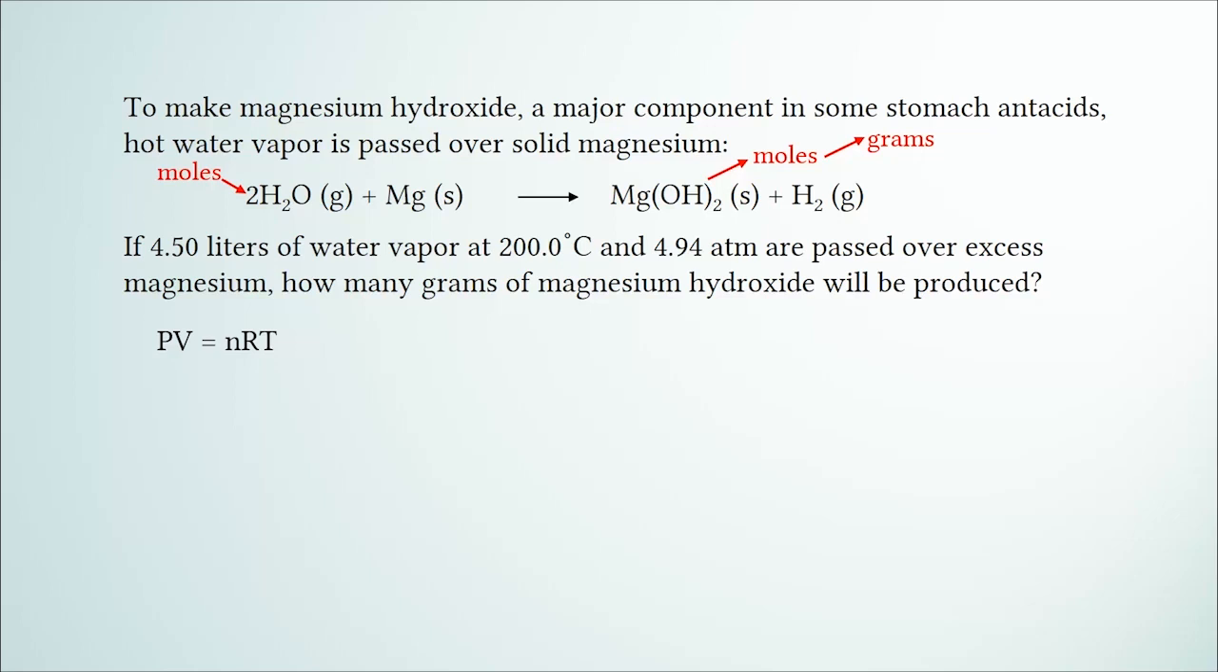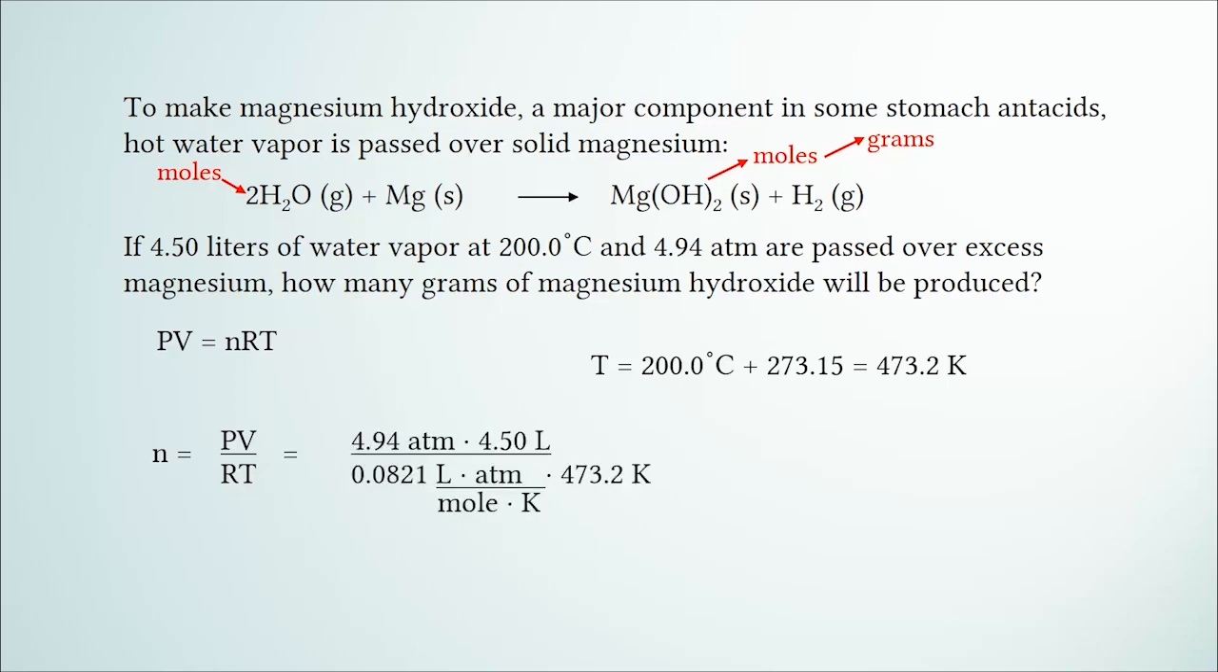To begin, we need to rearrange the ideal gas law to solve for moles, so we get n equals PV over RT. Now before we plug in our values, let's make sure we have the proper units. We have liters for volume and atmospheres for pressure, but we need to convert Celsius to Kelvin for temperature. That would be 473.2 Kelvin. Now we can put our values here. Canceling out units and multiplying and dividing, we get 0.572 moles of water.